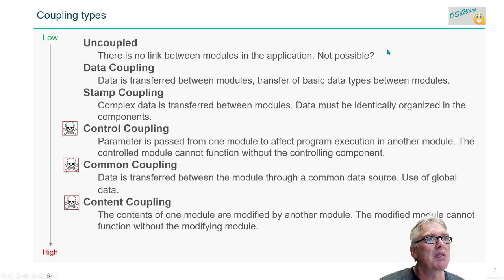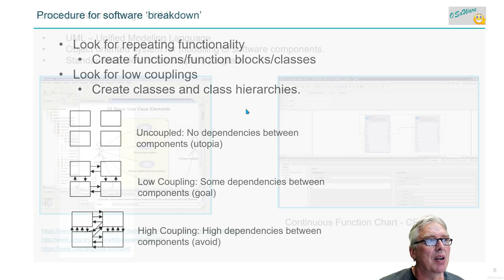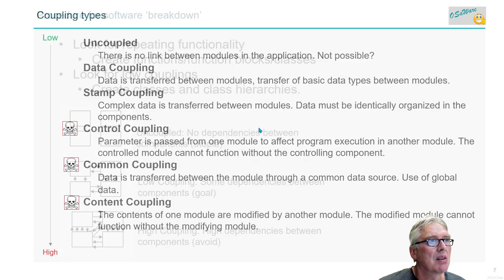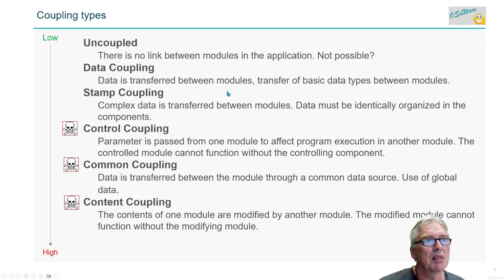Then we have these coupling types. Uncoupled, no links between modules. Data coupling, it's getting worse and worse down here. You can find this on the internet too. I've just taken stamp coupling. That's where, when we look at the CFC up here, these could be complex data types. That would be stamp coupling. Then data must be identical in both of these components, or all the components using this data, to affect program execution. Here, of course, this is not something you should do.